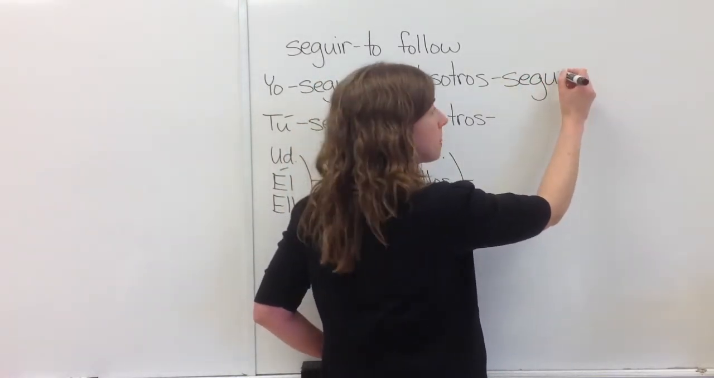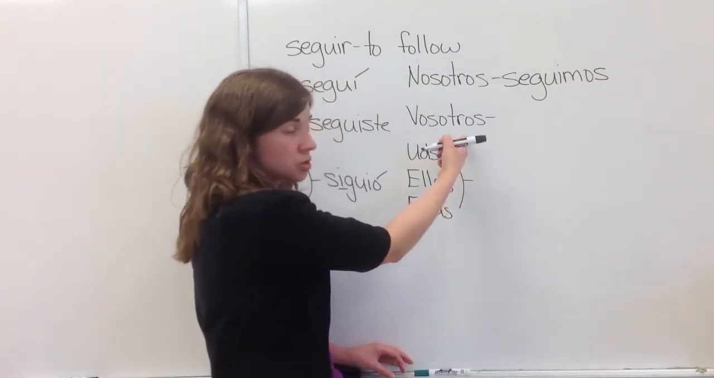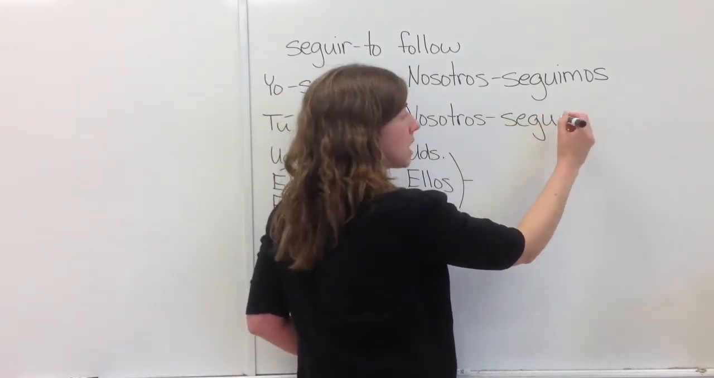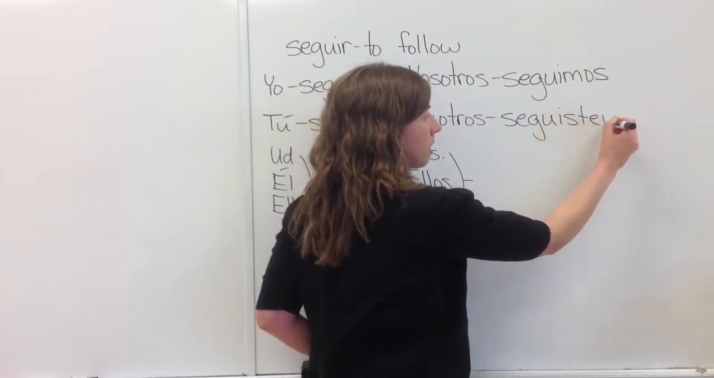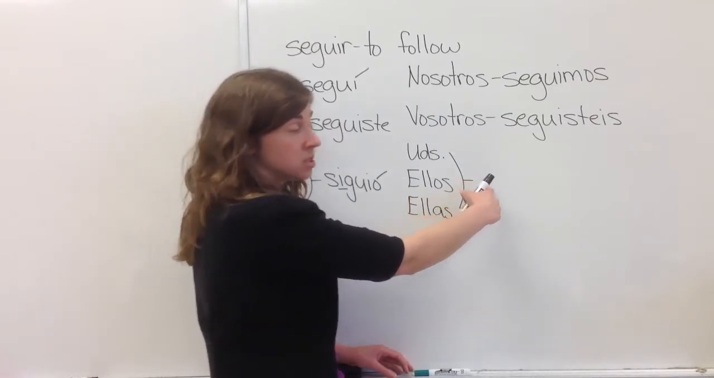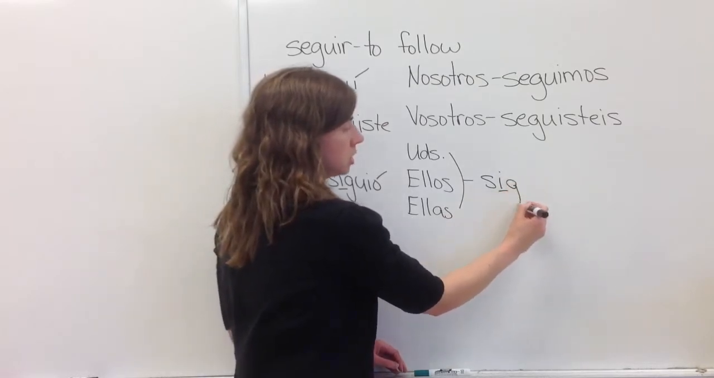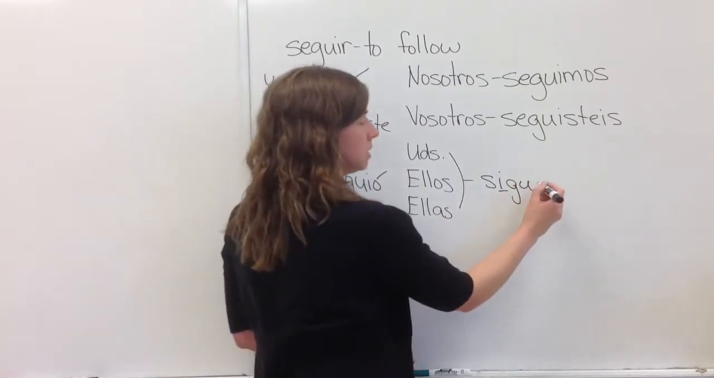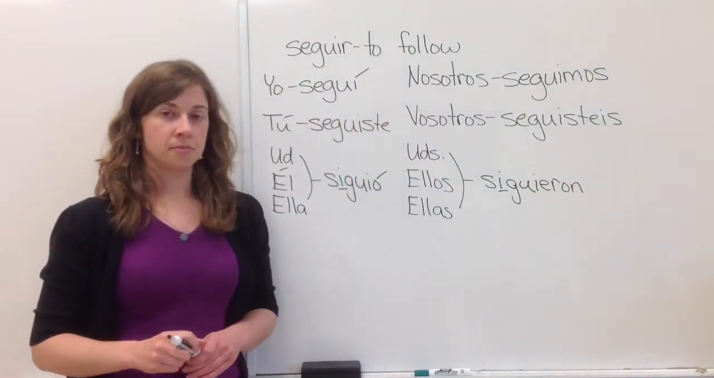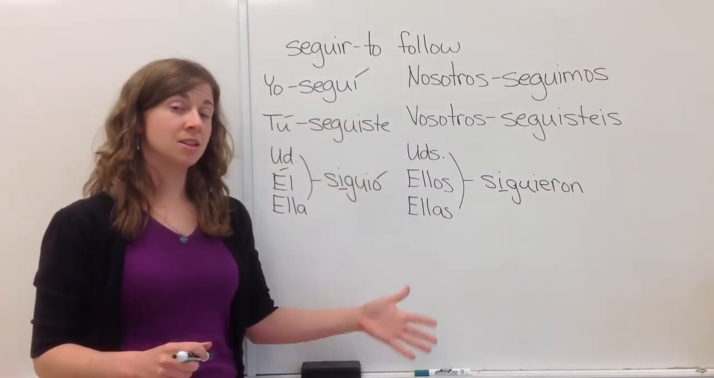So we have our stem and the ending imos. Vosotros, again, we are not stem changing. So we have the stem and the ending. And then down here, again, we are stem changing. So we have S-I-G-U, and the ending ieron. Okay? So this is a stem change in the Preterite.